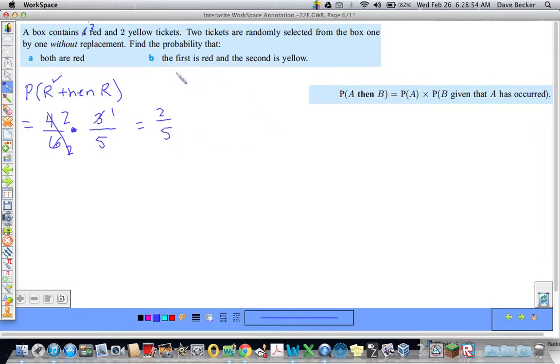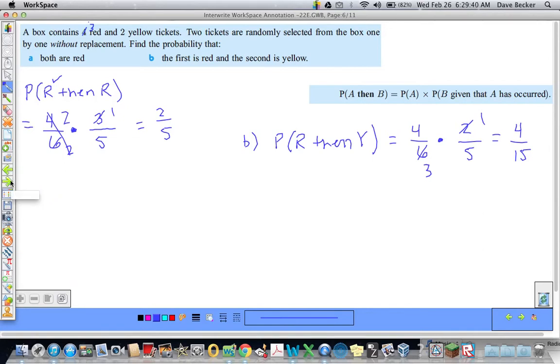Okay. How about the first one is red and the second is yellow? So part B. Probability of red then yellow. So that would again be 4 out of 6 multiplied by, again, my total of tickets is 5, but the number of yellow tickets hasn't changed, so that's times 2 out of 5. So let's do some simplification. I suppose it would have been easier had I done it before. So that turns into 4 out of 15. That's the probability there.